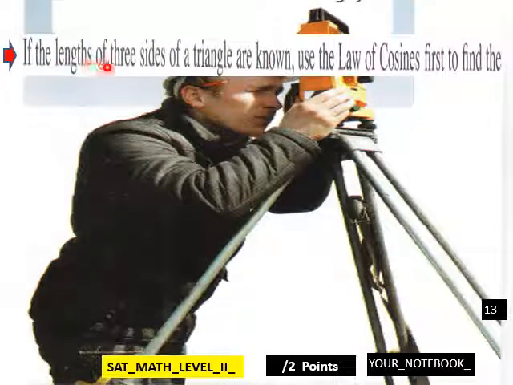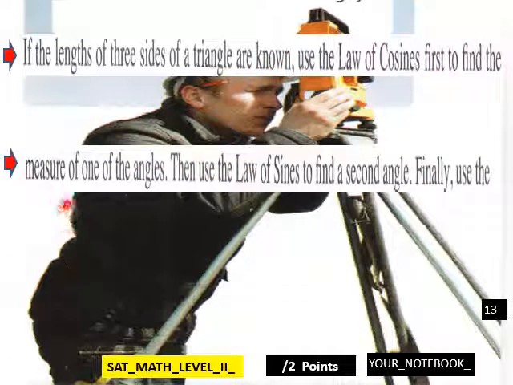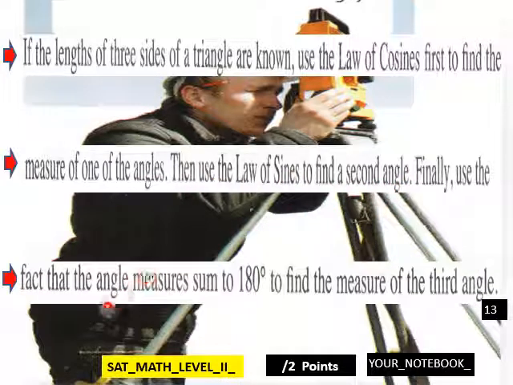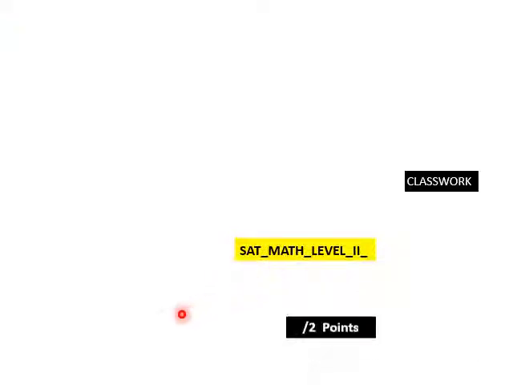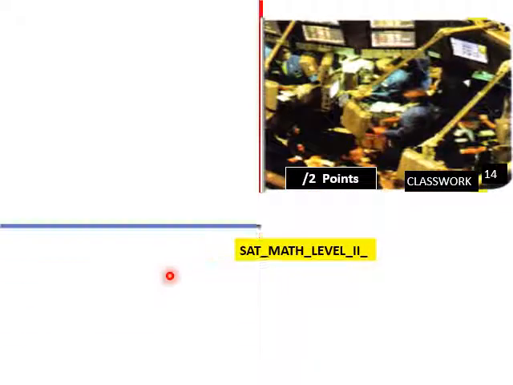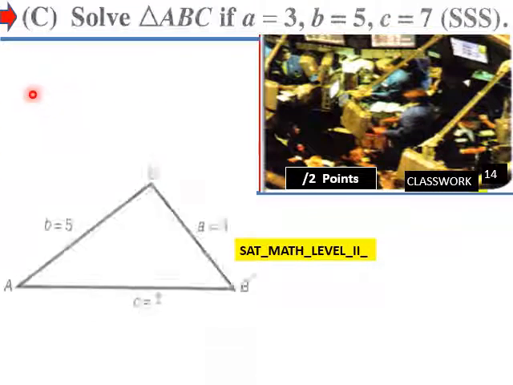If the lengths of the three sides of a triangle are known, use the law of cosines first to find the measure of one of the angles, then use the law of sines to find a second angle. Finally, use the fact that the angle measures sum to 180 to find the measure of the third angle. So that one always comes in handy when solving triangles.